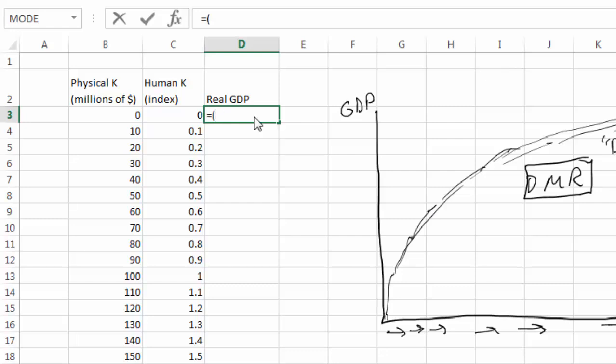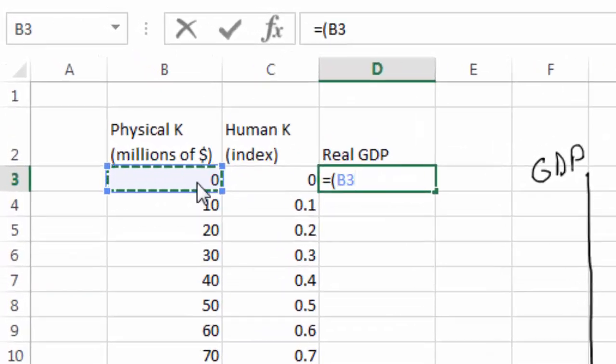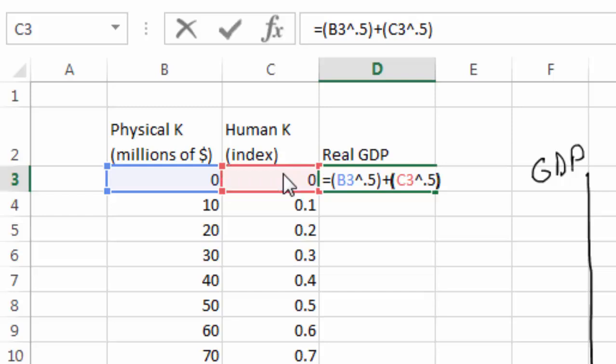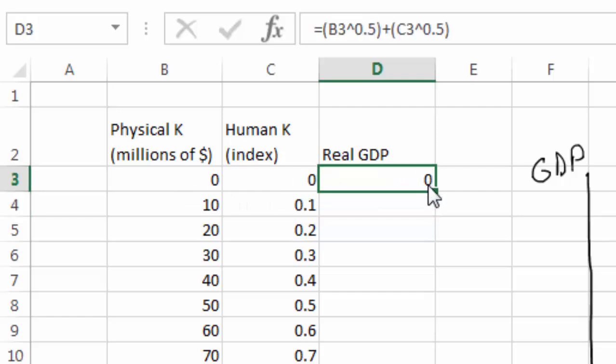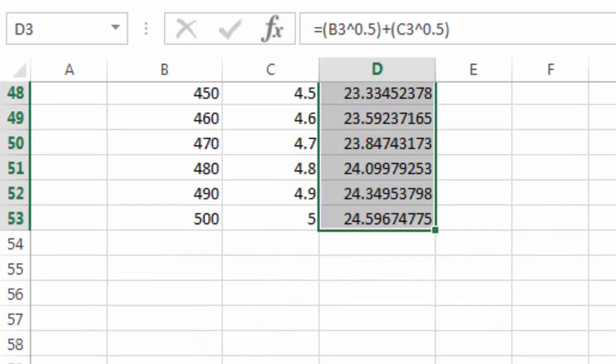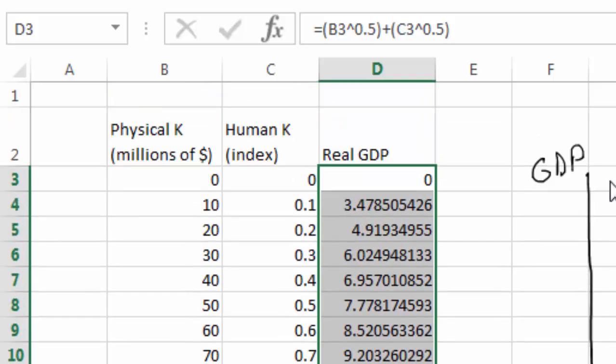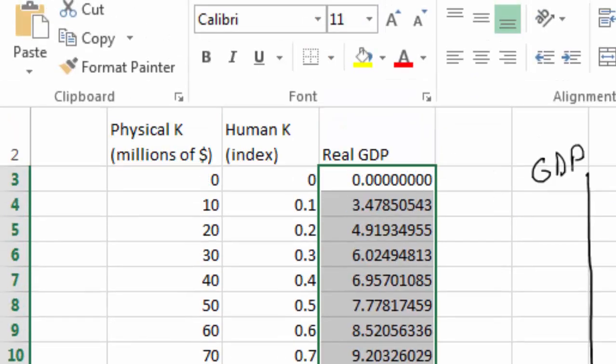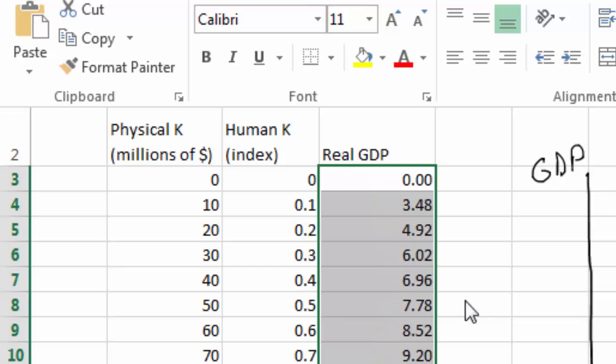So let's do that. Let's set up a little function that says real GDP equals our physical capital stock at that observation level to the 0.5 power, which is the same thing as square root, of course, plus the human capital index at that level, again to the 1/2 power, which is the same as square root. Of course, zero to any power is zero, but as we populate this down, and I can double click my crosshair to have it go all the way down, match equal to what I've entered for my other values, and we'll take some decimals out of that. We don't need that many decimals.